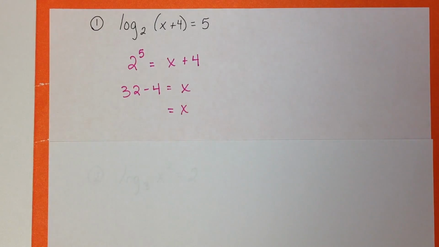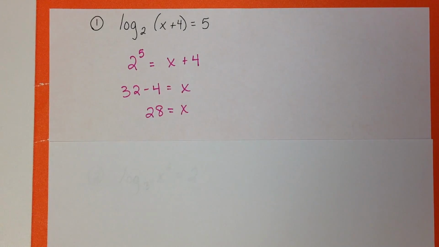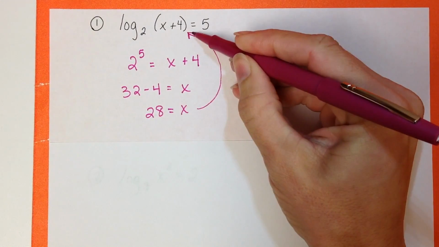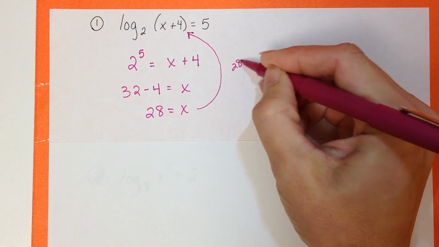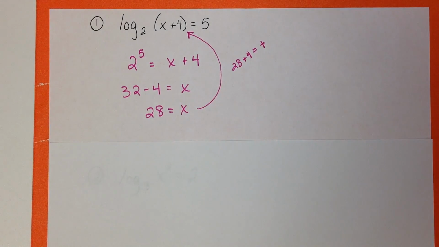Therefore, our possible answer, it's just referred to as a possible answer until you actually check it, is going to be x equal 28. Now, if you take 28 and substitute it back into the argument, so your argument is the x plus 4, that would be 28 plus 4, which is equal to a positive number. Again, as long as it doesn't equal 0 or equal a negative, it's got to equal a positive, then you're good. So 28 would be your answer here.